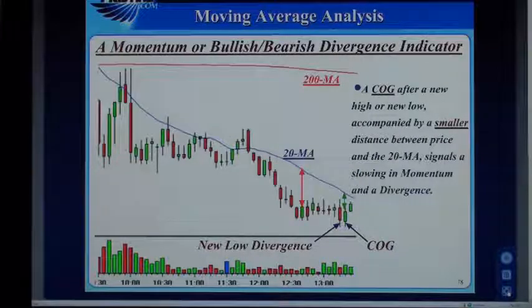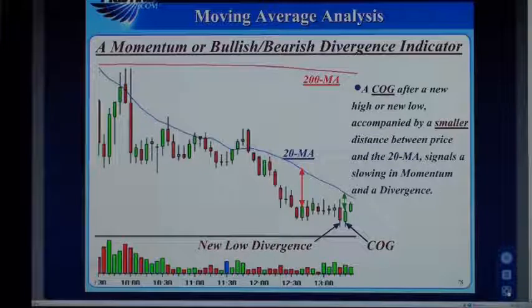A momentum or bullish-bearish divergence indicator. What we're looking for is once a changing of the guard forms after a new high or a new low, accompanied by a smaller distance between prices and the 20 MA, this is going to signal a slowing in momentum or a divergence. On the slide, you see the distance to the 20 MA noted by the red line with the arrows, and then after it made a new low and a changing of the guard, there was a shorter distance to the 20 MA. In other words, as prices broke down to a new low, the momentum slowed down.